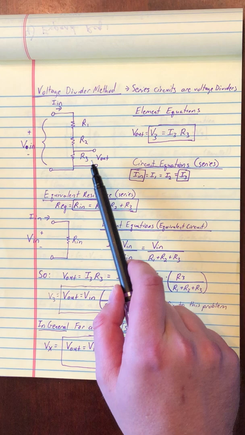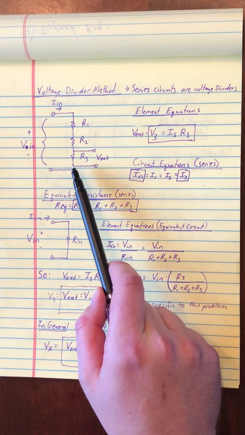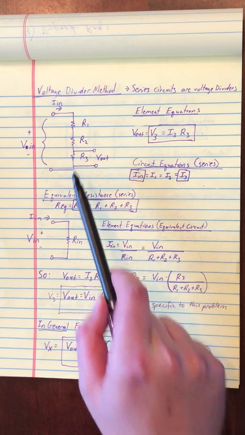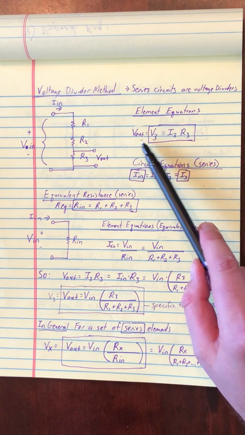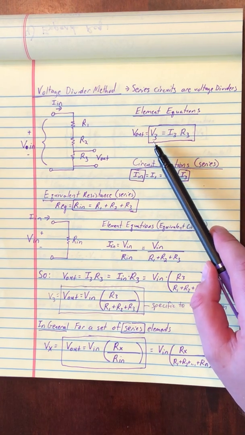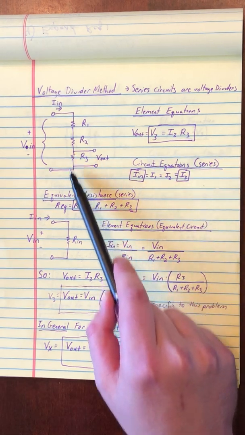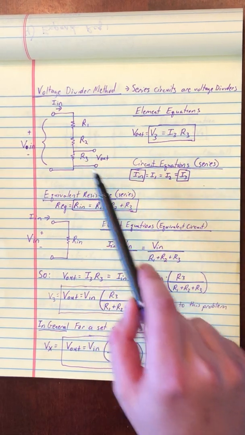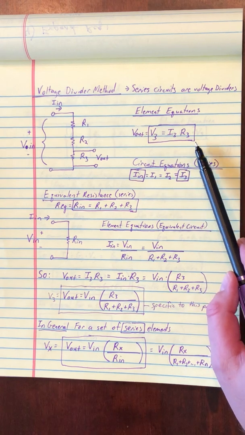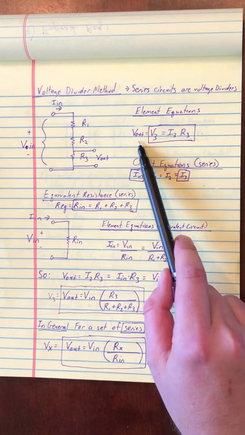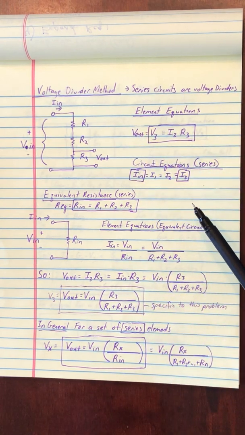We're going to start by looking at V out. V out is essentially V3, the voltage drop across resistor 3, and we write that as our element equation. Using Ohm's law, V out is related to the current through resistor 3 and the resistance of resistor 3 itself. So V3 is I3 times R3, and V out is also I3 times R3.